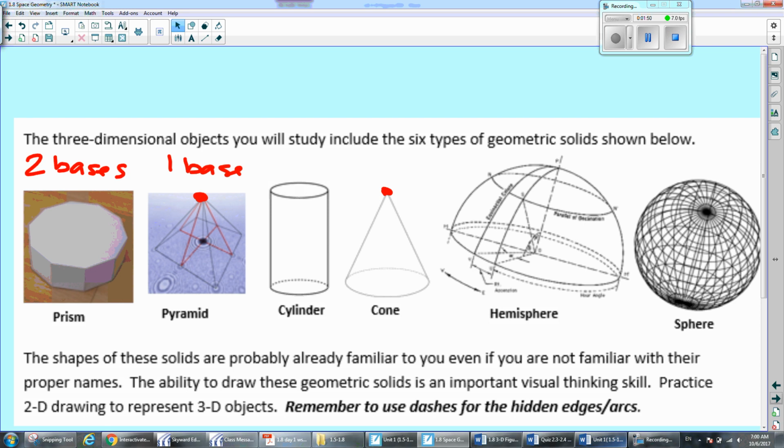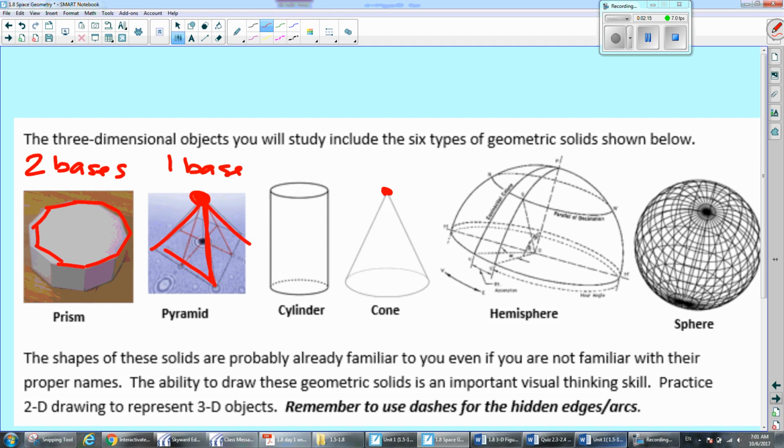Okay, so the three-dimensional objects you will study include the 6 types of geometric solids shown below. So here's a prism. It has 2 bases that are polygons. Okay, so all of these are straight lines here. That's a polygon. Pyramid just has 1 base. All of the faces are triangles. They all meet at 1 point.